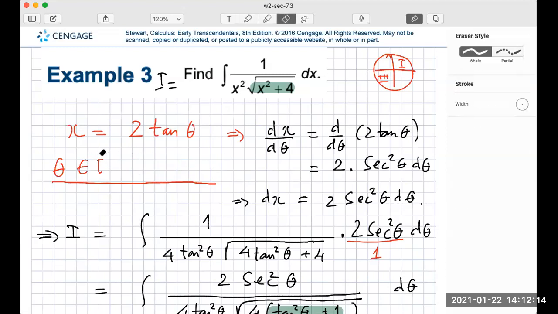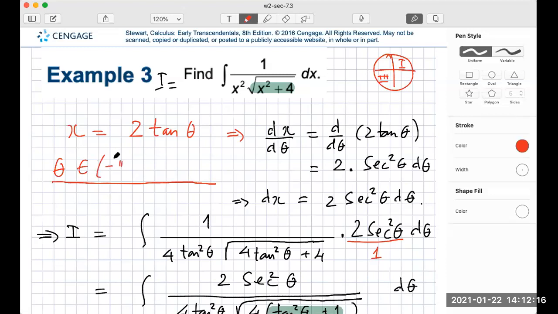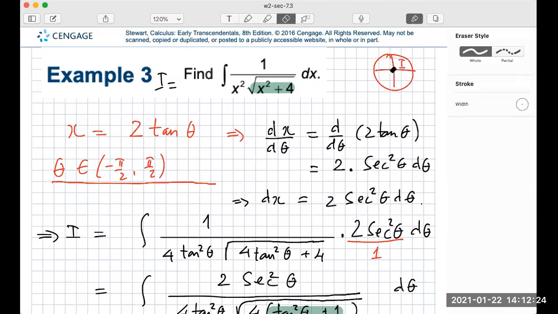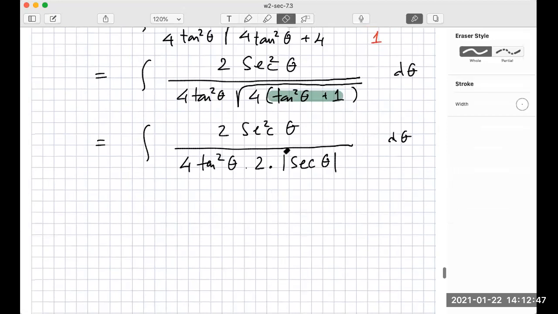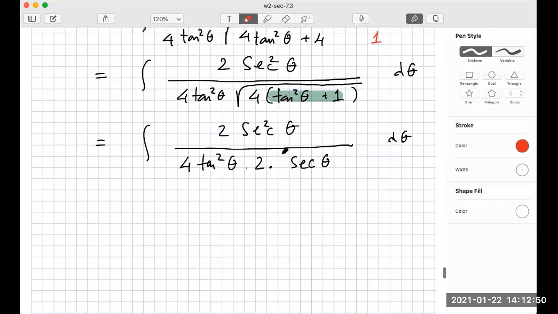Sorry, it will be from, yes, my bad. So it will be in the first and the fourth quadrant. Okay, very good. In these two quadrants, cosine will be always positive, right? Cosine is positive and secant is 1 over cosine. Therefore, secant will always be positive in these two quadrants. It is positive, so we can get rid of the absolute sign.